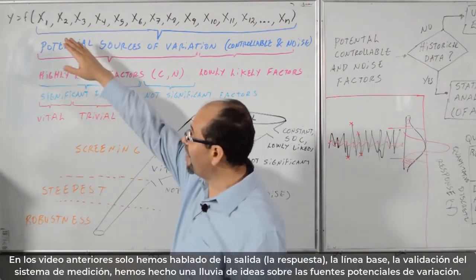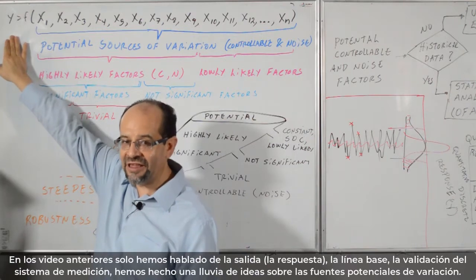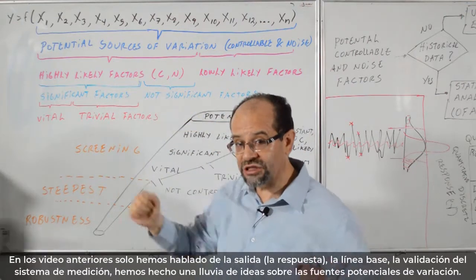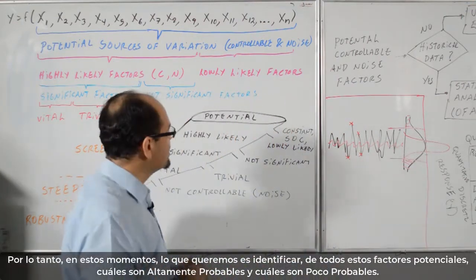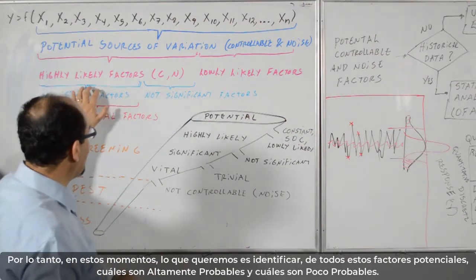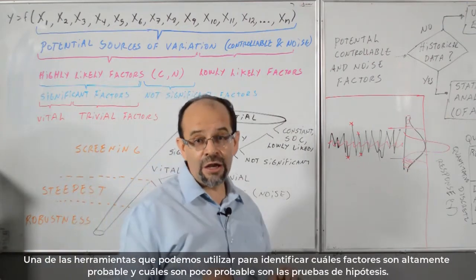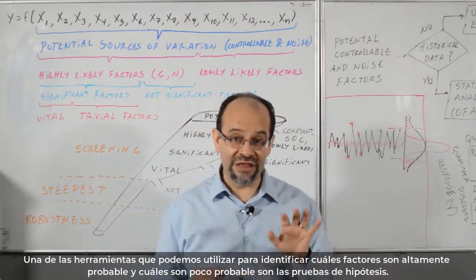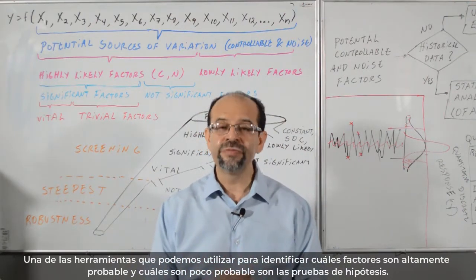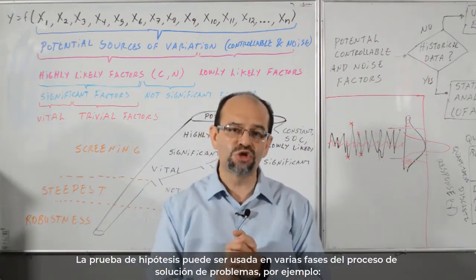At this point, we are not there yet. At this point, we have just talked about the output, about the response, our baseline, validated the measurement system, and we have brainstormed all potential sources of variation. So right now, let me say that I want to identify which of these potential factors are highly likely and which of those potential factors are lowly likely. And one of the tools that we can use to identify which are highly likely and which are lowly likely is hypothesis testing.